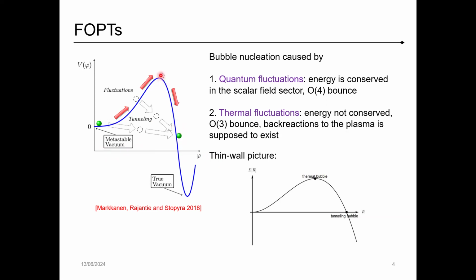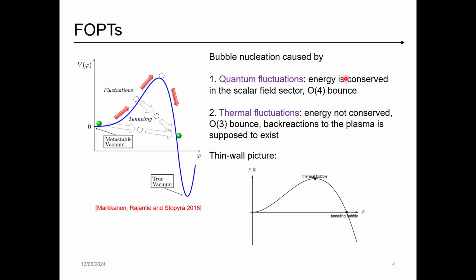Similarly, the same applies for thermal phase transitions. You have a critical bubble field configuration at this top. For the bubble nucleation caused by quantum fluctuations, we have the O(4) bounce. So we have to move on to Euclidean space and study some four-dimensional Euclidean field configurations, soliton field configurations, which are called bounces.